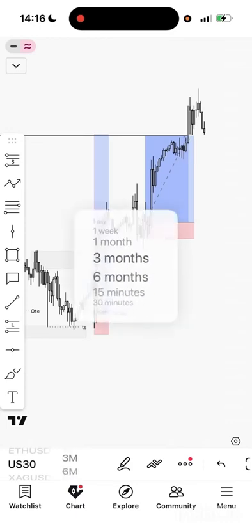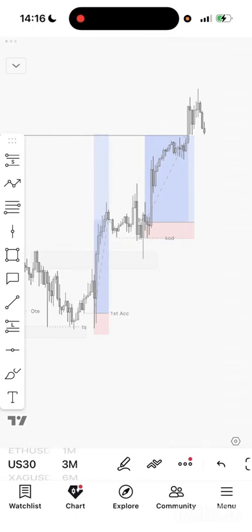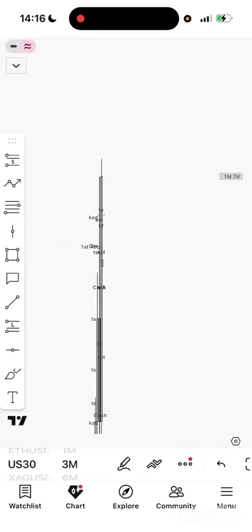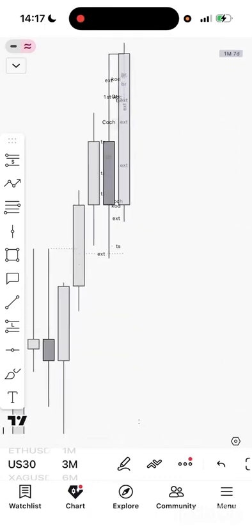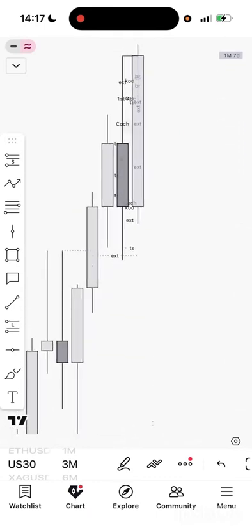So first things first, I started off from the 3 months. I come to the 3 months or the 1 month to get my bias, and I get my bias once in a quarter. So my bias should last me for a quarter. And for a quarter, it might be 3 months or 4 months. So that's how long a bias that I use should last.